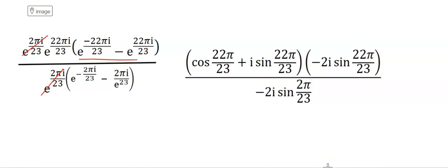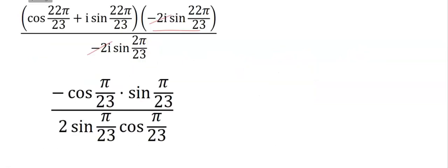And then this subtraction sum here comes down to minus 2i sin 22 pi by 23, and on the bottom, after cancelling, we get minus 2i sin 2 pi by 23, and these two will cancel, and we need the real part, which we should see is going to be cos 22 pi by 23 times sin 22 pi by 23 over sin 2 pi by 23. And we should see that that comes to minus cos pi by 23 times sin pi by 23 over 2 sin pi by 23 cos pi by 23.